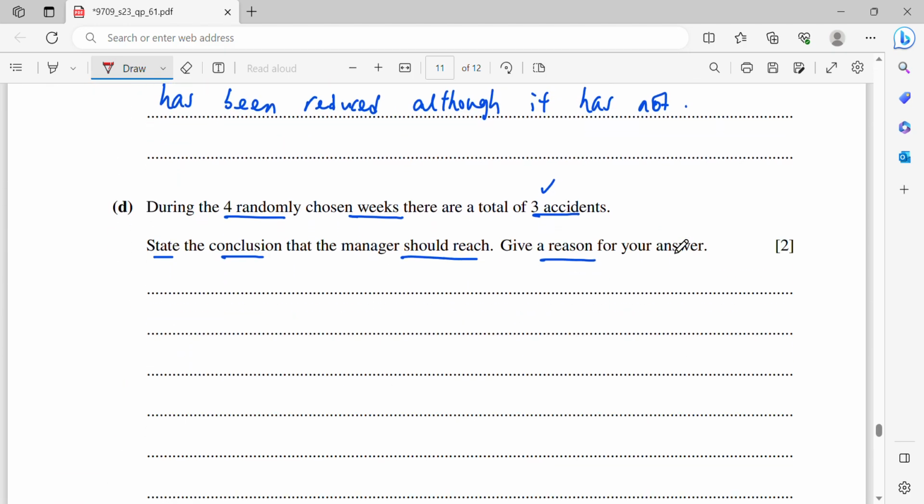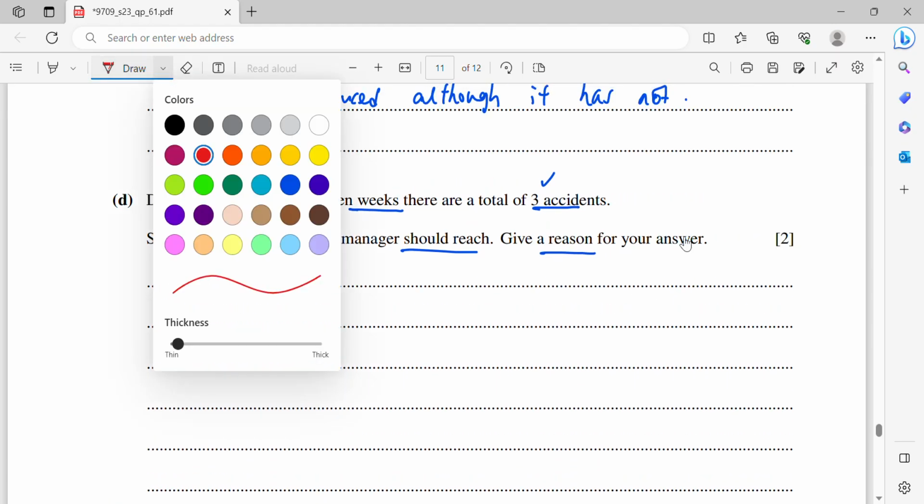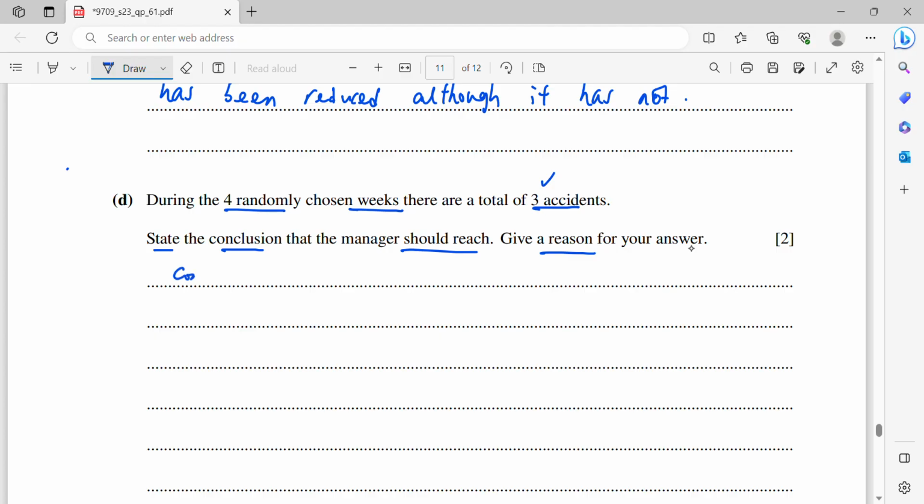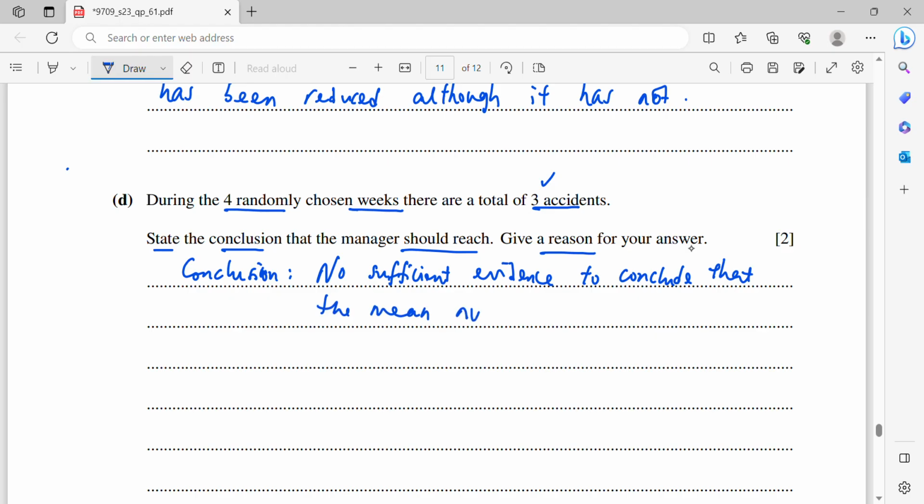So now the conclusion is, no evidence, or no sufficient evidence, to conclude that the mean number of accidents has been reduced. Okay, because the manager claims that it has been reduced.